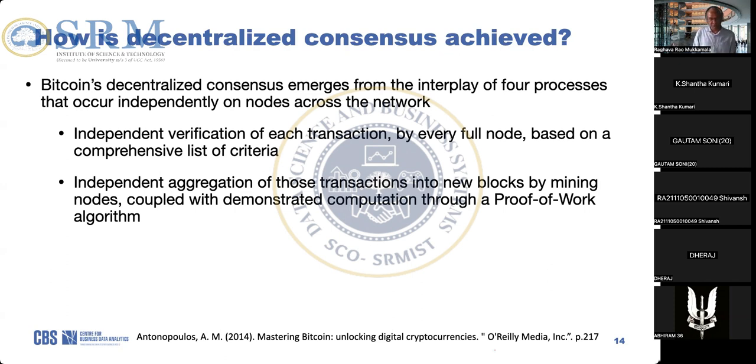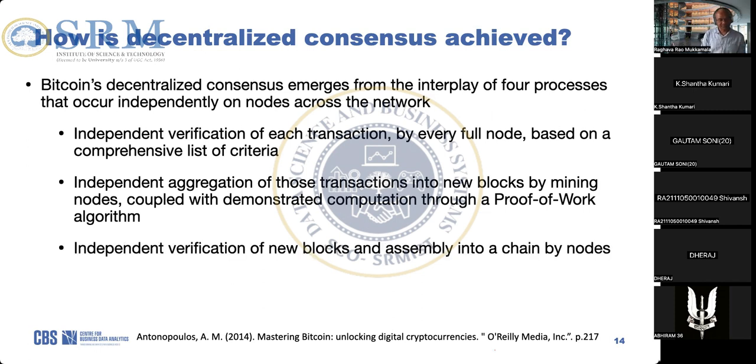So every node will try to put a set of transactions into the new block, and then it will try to demonstrate this computation, that it has solved this proof of work puzzle. And once it is done, it will create a new block. So let's say that one miner has created a new block and put it in the network. Next comes independent verification of new blocks and assembly into the chain by nodes.